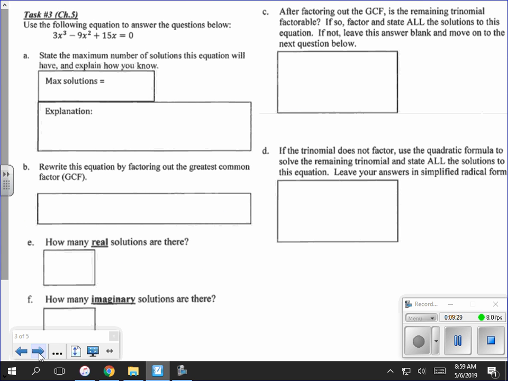Okay, task number 3. Use the following equation to answer the questions below. State the maximum number of solutions to this equation and how you know you will have it. My maximum number of solutions is 3, because that is the degree of the polynomial. It's cubic. The maximum number of solutions I can have is the highest power on my x. Not the coefficient in front, but the exponent. Okay.